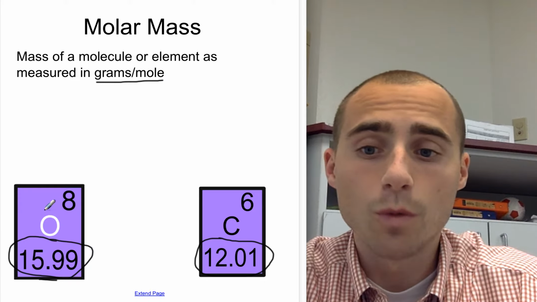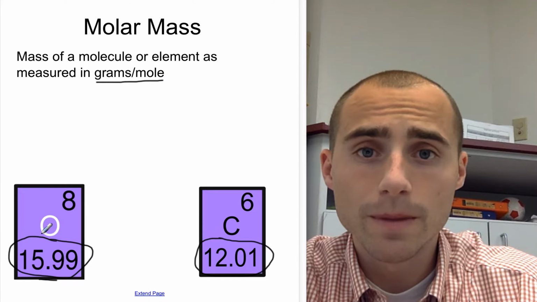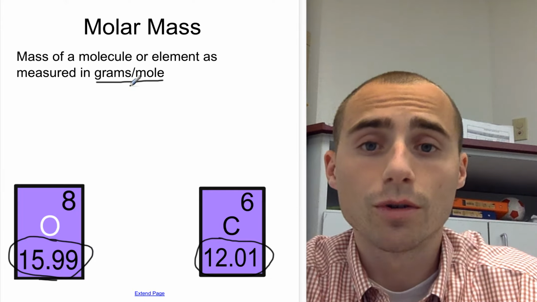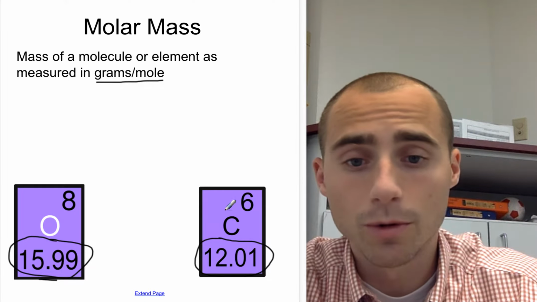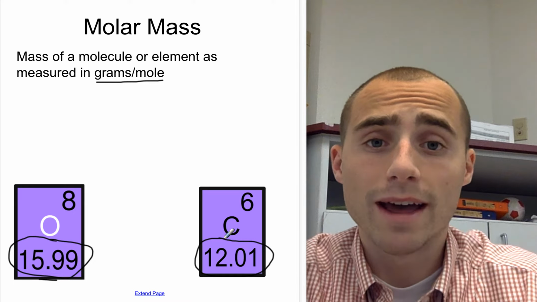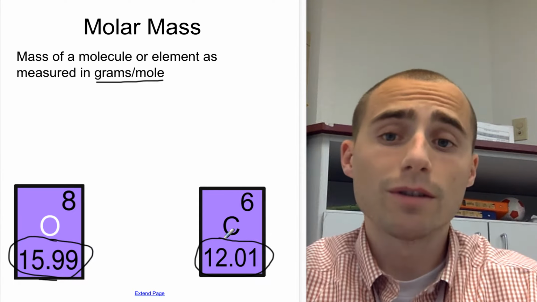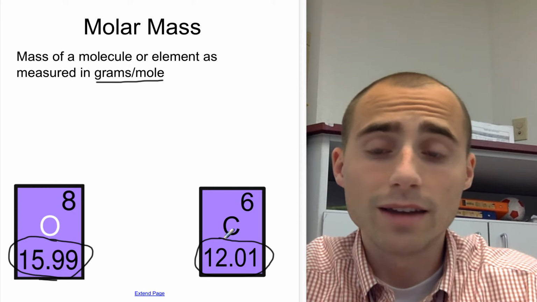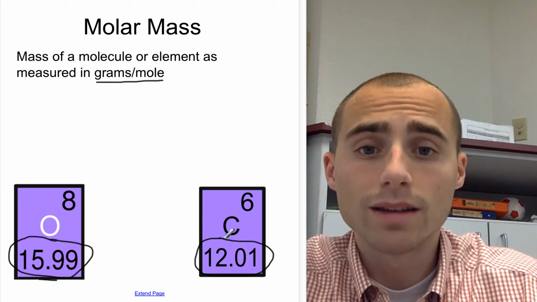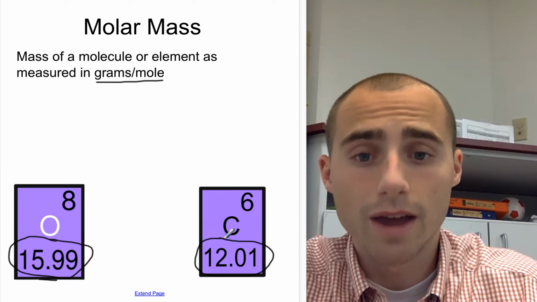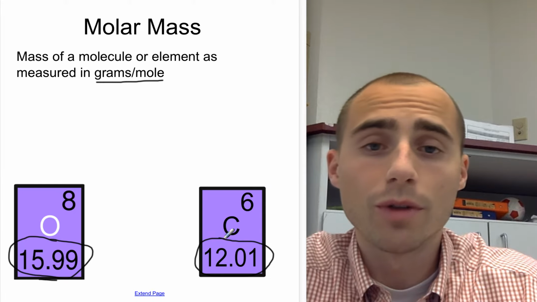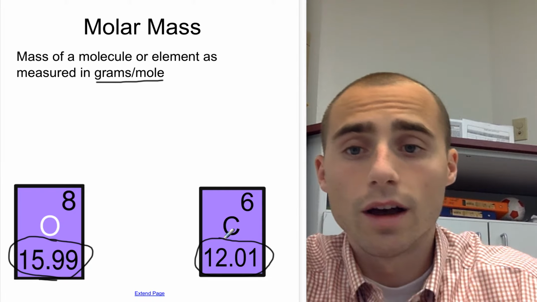So if we were given 1 mole of oxygen, its mass would be 15.99 grams because we're measuring it in grams per mole. If I gave you a mole of carbon atoms, here is 6.02 times 10 to the 23rd carbon atoms. Its mass would be 12.01 grams. So if you had a bunch of carbon and it measured out at 12.01 grams, you would know that was exactly 1 mole of carbon.